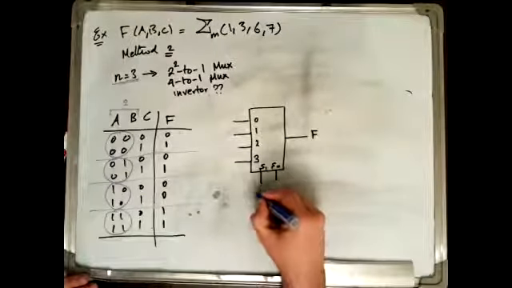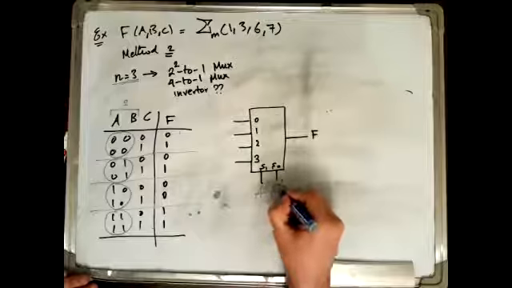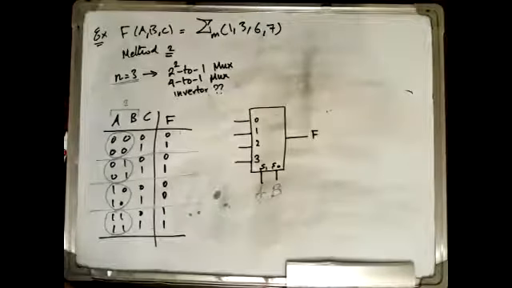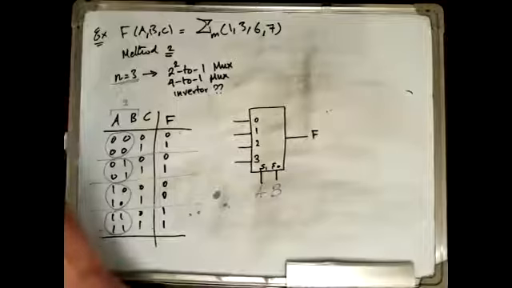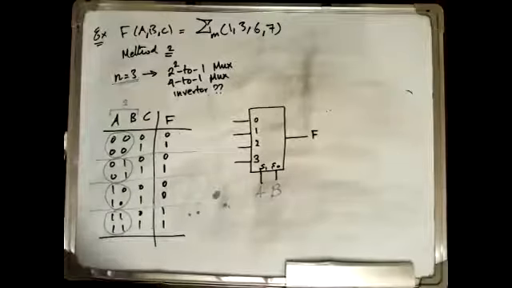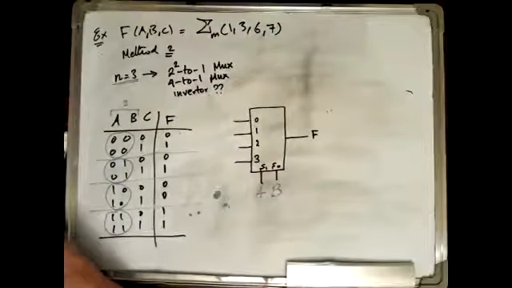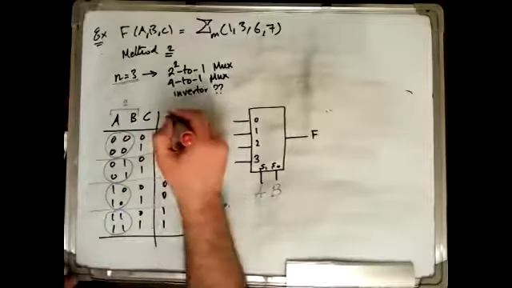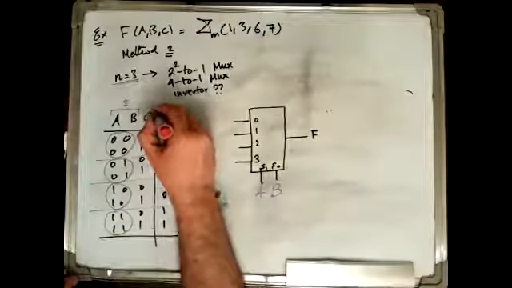So this is basically A, and this is B. We connect the n minus 1 most significant variables to the select lines. And what is next? Express the function in terms of the remaining variable.